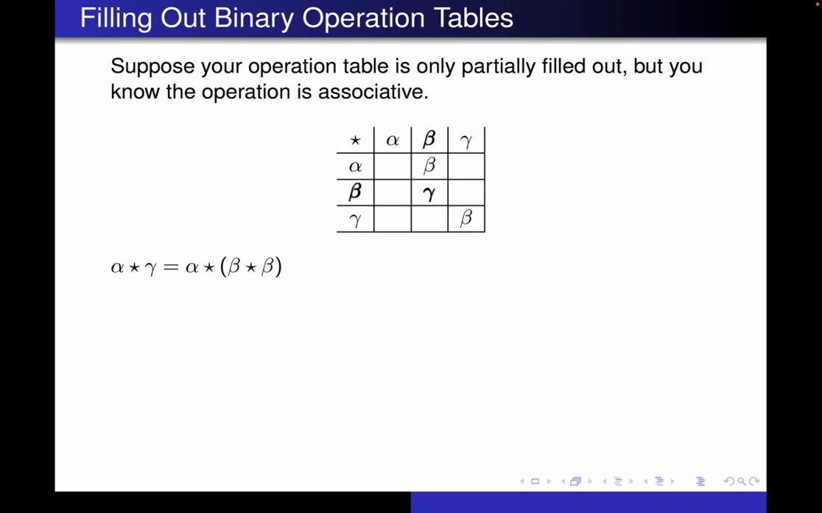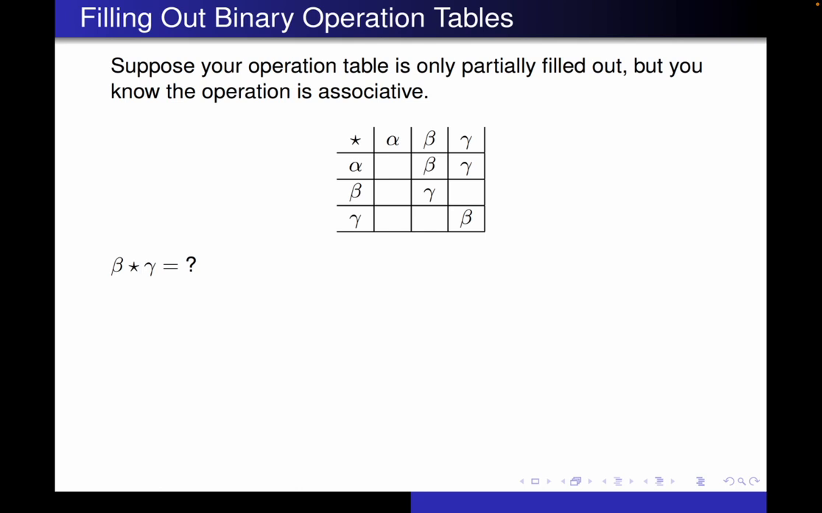And now I can use the associative property. I get alpha star beta, star beta. And the nice thing is, I know what alpha star beta is, right? That alpha star beta is equal to beta. So that gives us beta star beta. And the other nice thing is I know what beta star beta is. That's equal to gamma. So that gives me gamma. And so alpha star gamma is equal to gamma. And so I can put that in my table, right?